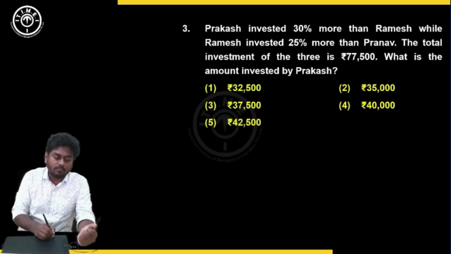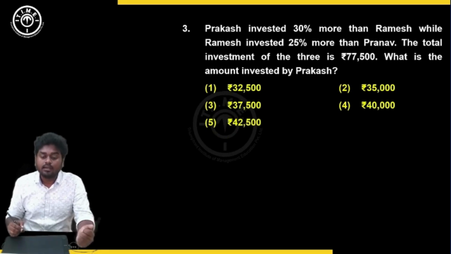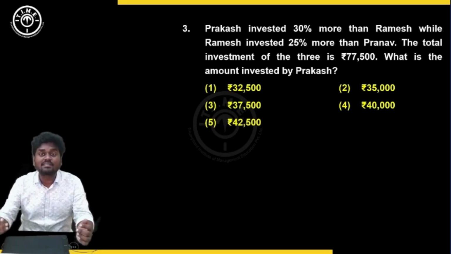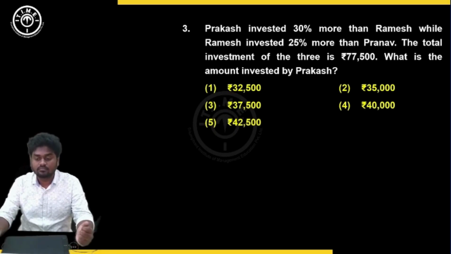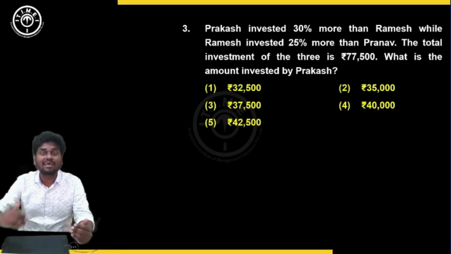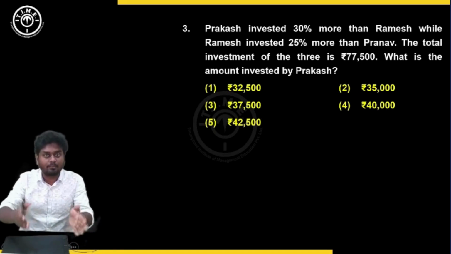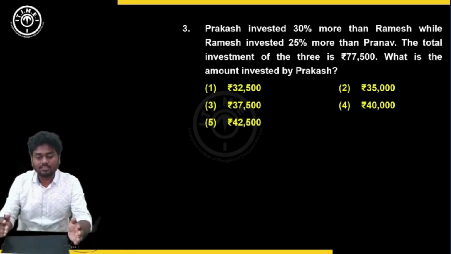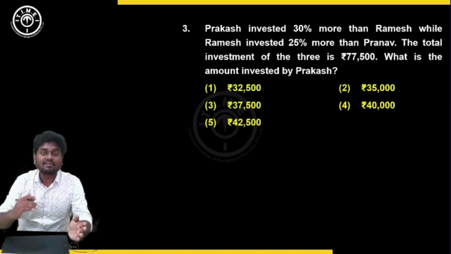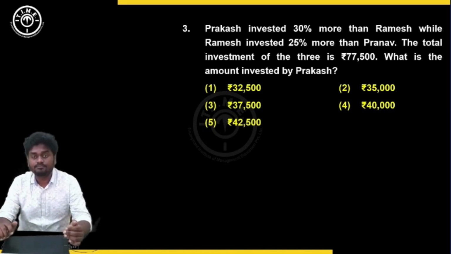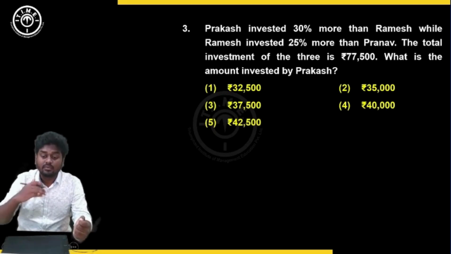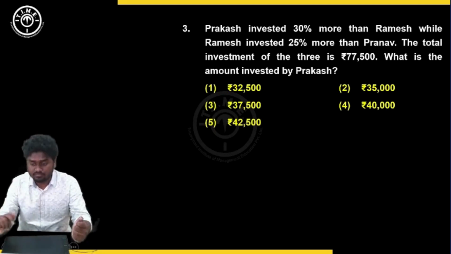Quickly, let's go to the next question. The third one: Prakash invested 30% more than Ramesh, while Ramesh invested 25% more than Pranav. So this is based on comparison. First, Prakash has invested 30% more than Ramesh, while Ramesh has invested 25% more than Pranav.